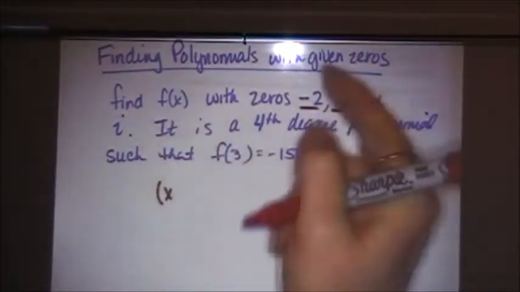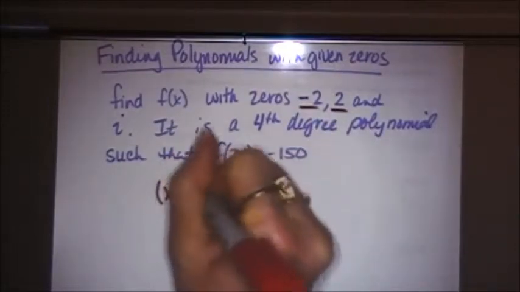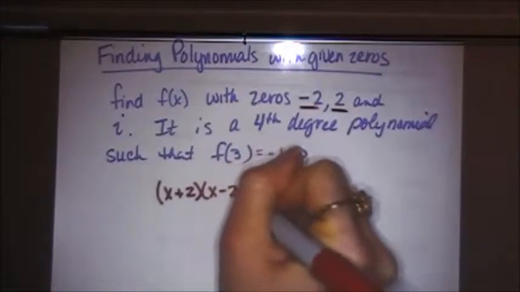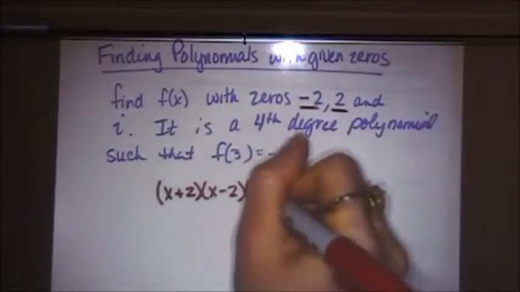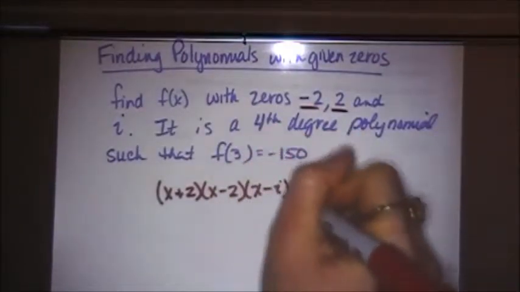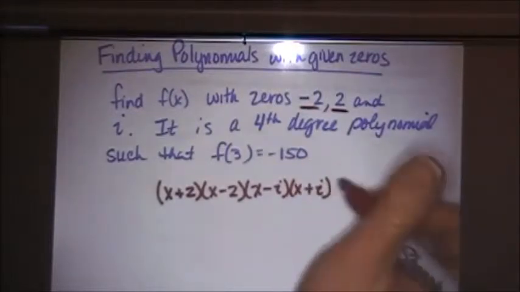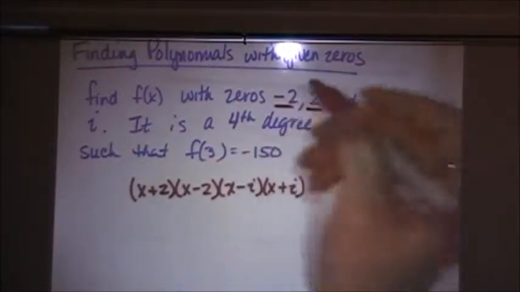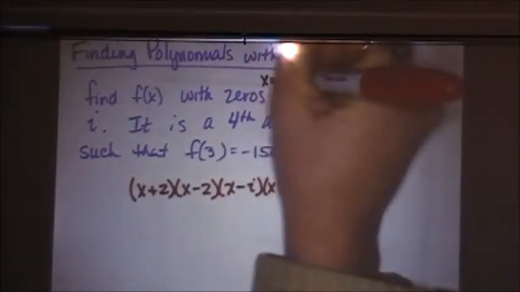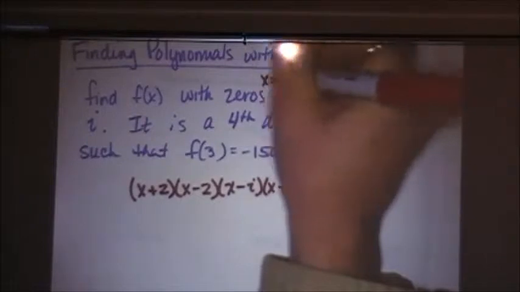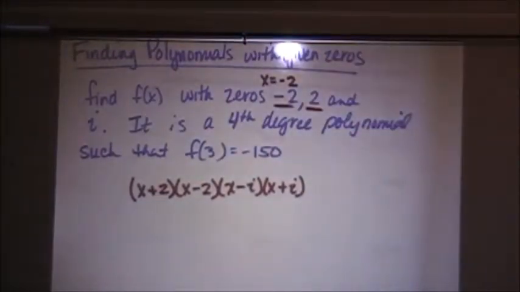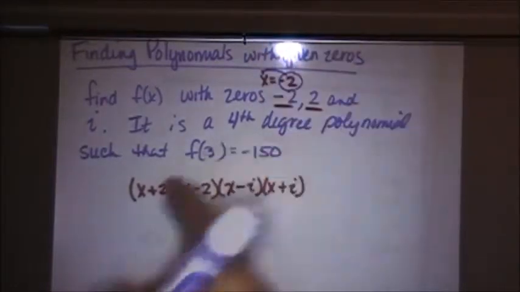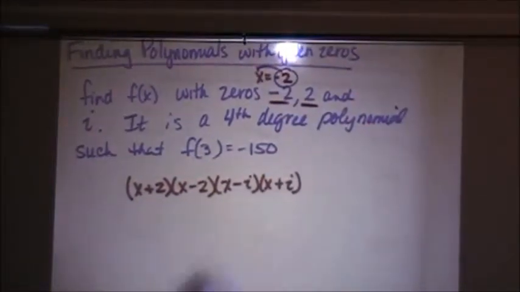So if -2 is a zero, x plus 2 is the factor. If 2 is a zero, x minus 2 is a factor. x minus i and x plus i. So those are my factors, because if this is a zero, what they're really saying is x equals -2. So I move that across the equal sign, and that's where the x plus 2 comes from, right? If I take this and move it over here, it becomes x plus 2. So I've just written these out as factors.